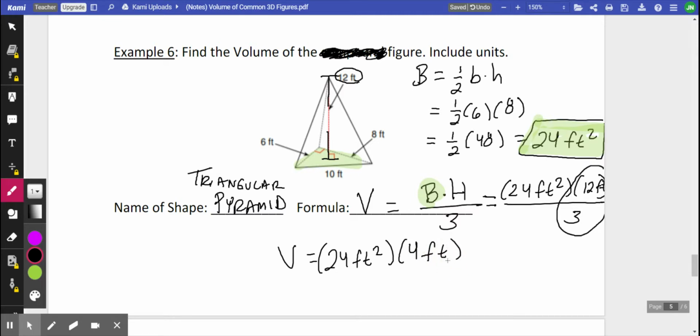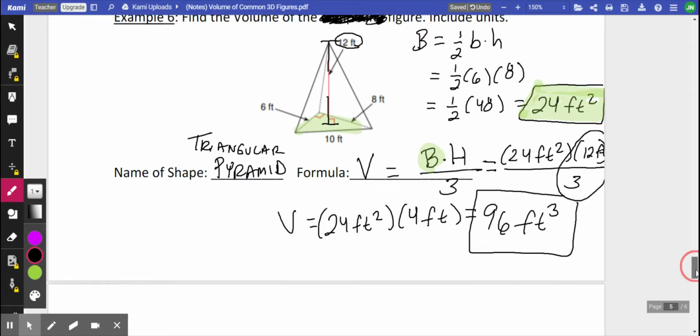So then my final answer would just be 24 times 4. So 24 times 4 gives me a total of 96. So the final volume would be 96 feet cubed. So that means that if we take boxes that are each 1 foot by 1 foot by 1 foot, 96 of those boxes would fit inside of this triangular pyramid.